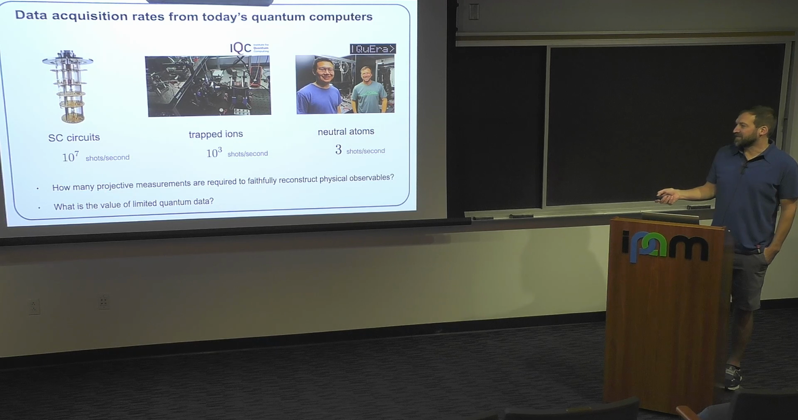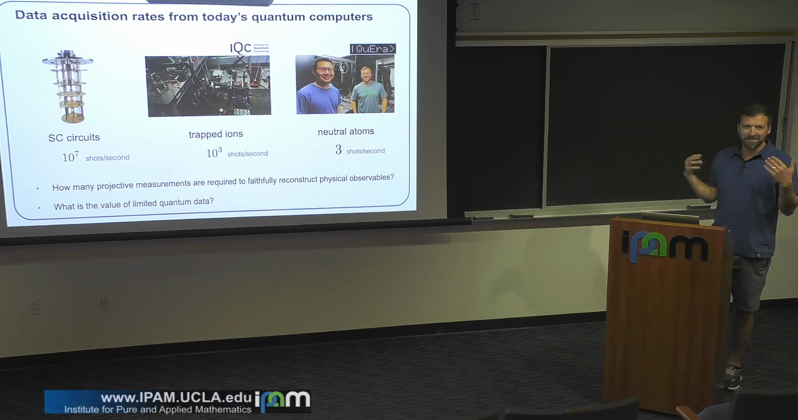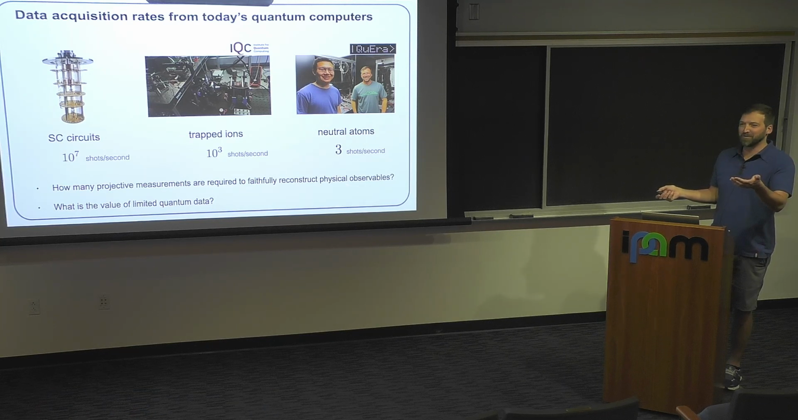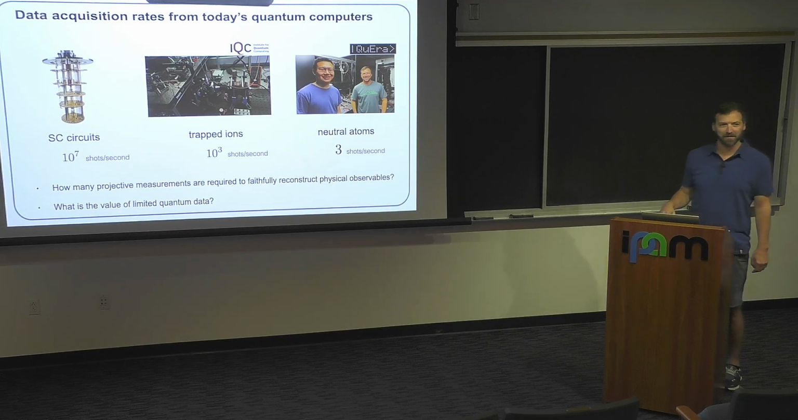So that's kind of the point: if we have this type of limitation, especially, I'd say the fastest scaling machines have the slowest data acquisition rates, okay? So it's very hard to probe the internal quantum state. How many projective measurements are required to construct what I'd call observables, something I would reconstruct from these measurements, an expectation value, maybe is another word for it? And if I can't fully reconstruct observables, then what's the point? What's the value of limited data coming out of these machines? Okay, so that's kind of the theme.